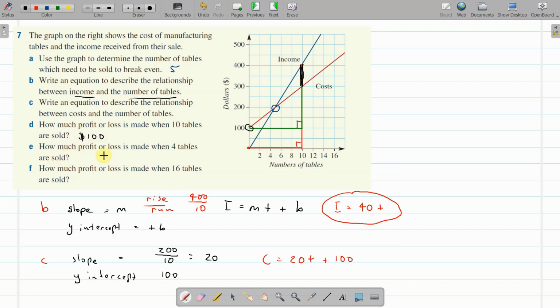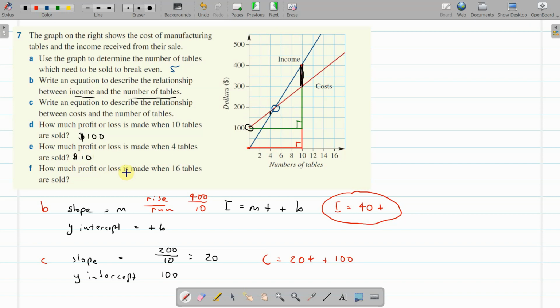How much profit or loss is made when 4 tables are sold? 4? Not very much. That's the gap there. We could guess or we could use the equations. I'm going to go with 4 tables is there. Well, if that's 150 to 200, that's a gap of 50. I'm going to go with 10.